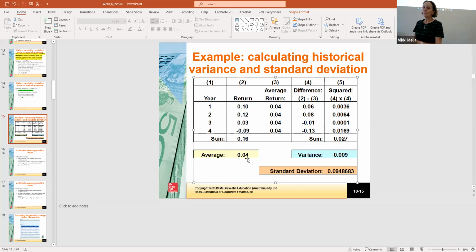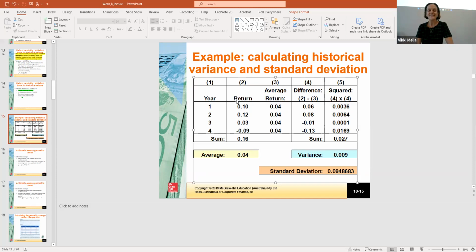Step 2 is now to use this average return. And what we want to do is calculate the difference between the actual return and the average return each year. So we just added another column, and in this column, we've put the average return. We calculated the average return is 4%. We've put 4% all the way through this column. That's the average. So now we're going to do the calculations for column 4.